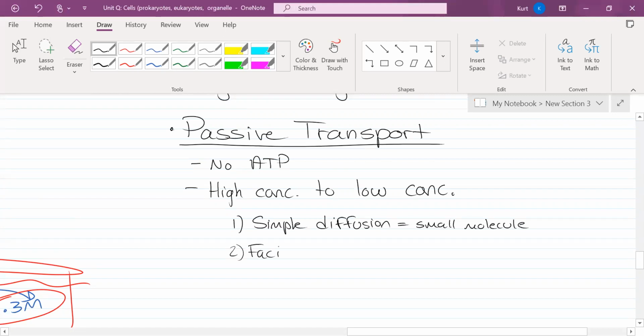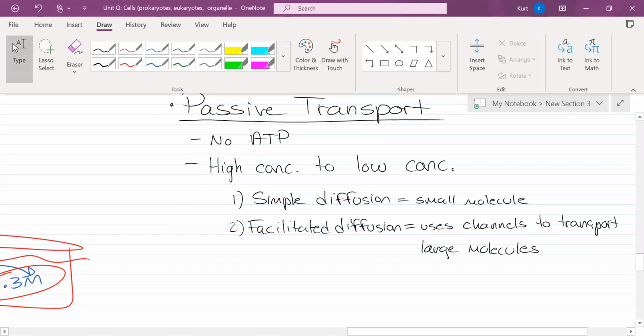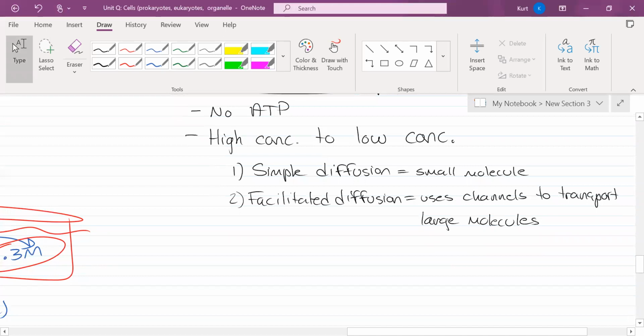The next is facilitated diffusion. Facilitated diffusion is passive transport. It uses channels to transport large molecules. And if we're talking about the plasma membrane, those molecules will also be polar. Can a polar molecule pass through the plasma membrane without help? Yes or no? Can a polar molecule pass across the membrane without help? No, because the membrane is nonpolar, so you need a channel.